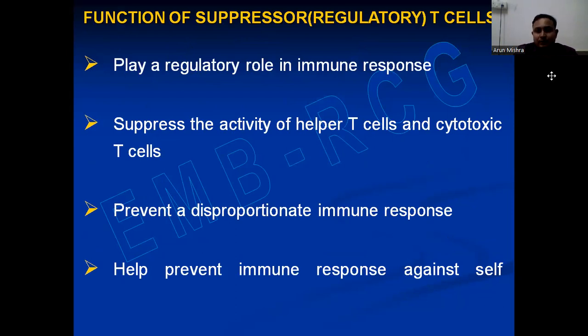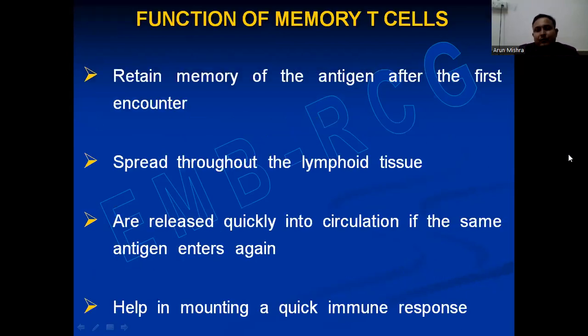Functions of suppressor or regulatory T cells. They play a regulatory role in immune response. They suppress the activity of helper T cells and cytotoxic T cells. They prevent a disproportionate immune response. They help to prevent immune response against self molecules.